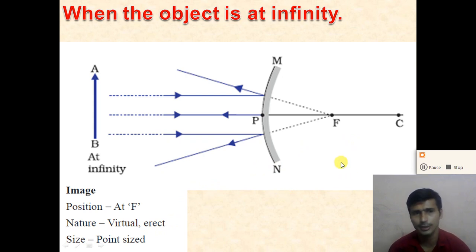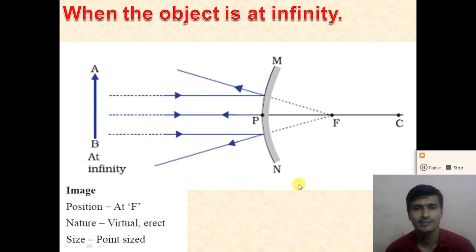So dear student, when the object is at infinite distance from the convex mirror, the image will be formed at the principal focus of the convex mirror. The nature of the image is virtual and erect, and the size of the image is point size, very small, highly diminished, right?